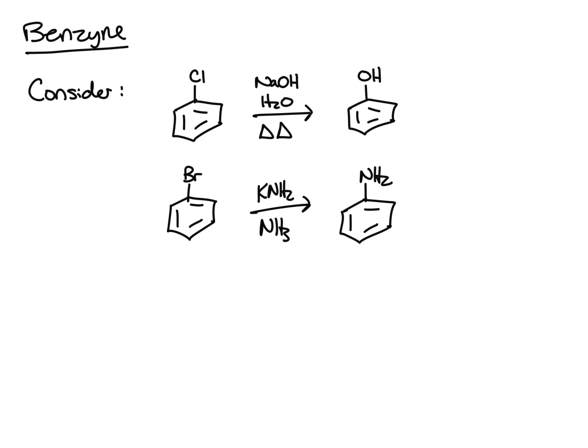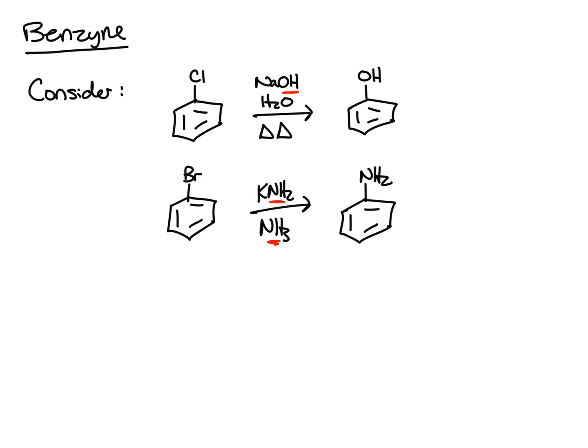There's no extra electron withdrawing groups attached. But if I take this aryl chloride and react that with sodium hydroxide and water at very high temperatures, about 350 degrees, I can replace the chlorine with an OH group. And that would be the OH group from NaOH. Similarly, if I take this aryl bromide or another aryl halide, it doesn't necessarily have to be the bromide, and react that with potassium amide and ammonia, then I can replace the bromine with the NH2 group.